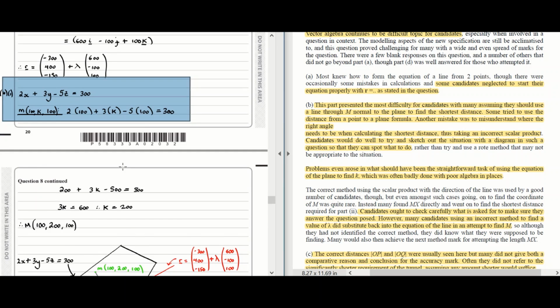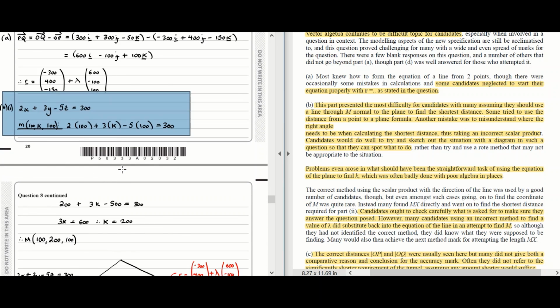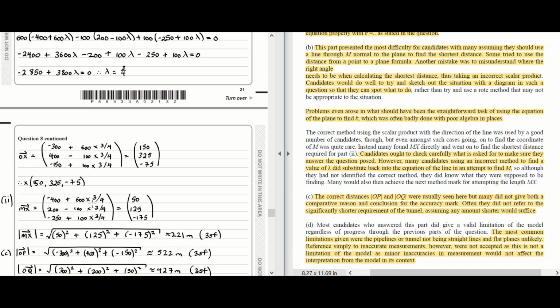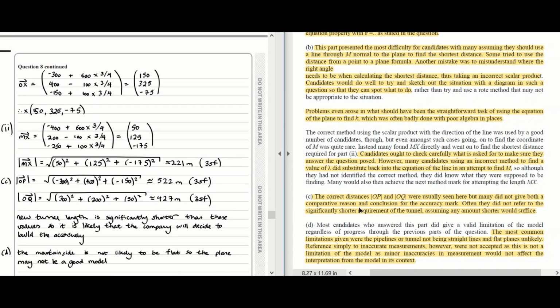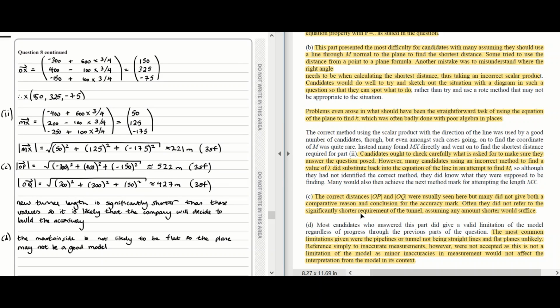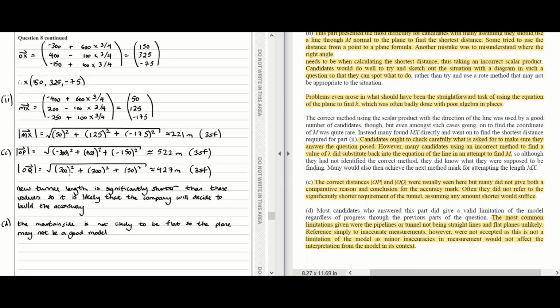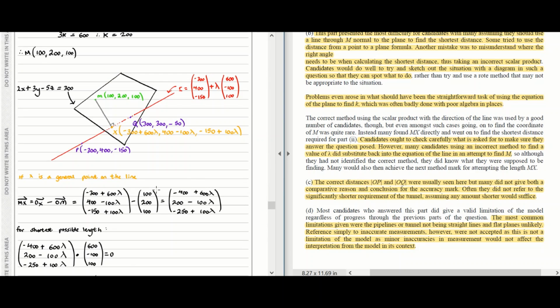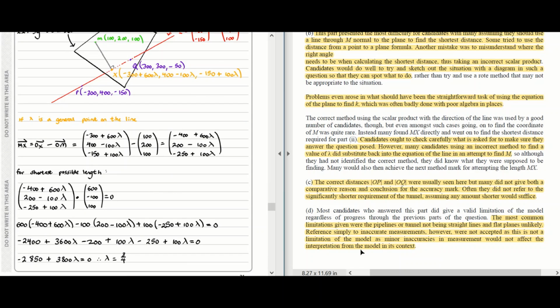Basically, the problem here was candidates did not check carefully what was asked to make sure that they were getting the question right for this part of the question, and details of that are given. The correct distances of OP and OQ were found, but they did not give a correct comparative reason. And for part D, when we talk about the limitations, that was done pretty well. People were talking about the tunnel might not exactly be straight, or the plane might not be exactly flat, and that's the limitation, but some refer to the actual measurements being a limitation, which wasn't correct, and you can read why that was, because that does not affect the interpretation of the model.